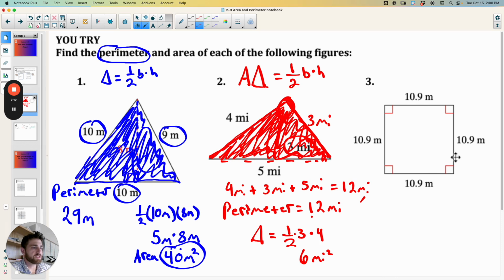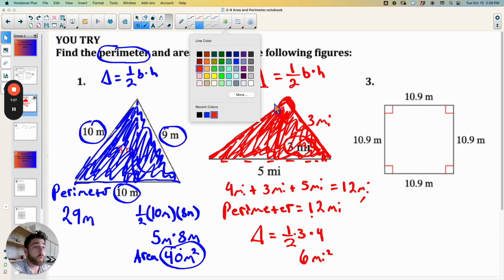Okay, let's do one more example here. So now we have what's called a square. We know it's a square because all of our sides are equivalent. They're all equal. And anytime we have a square, when we're trying to find area, you just need to square one of your sides. So let me change colors here.